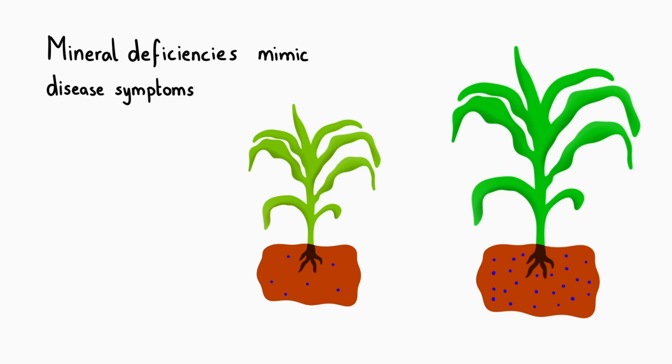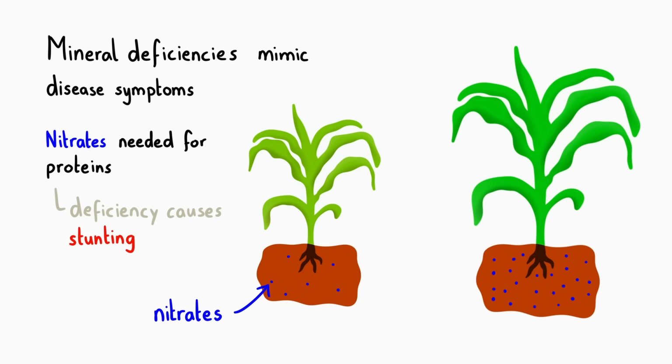It's important to note that not all plant problems are caused by pathogens. Plants also require specific mineral ions from the soil, and deficiencies can sometimes produce symptoms that resemble disease. For example, plants need nitrate ions to make proteins necessary for growth. When nitrates are in short supply, plants often exhibit stunted growth, a symptom that could be mistaken for disease.